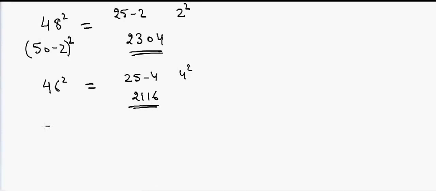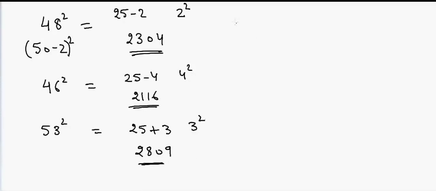Let's take another example. If I have 53 squared, then in this case it will be 25 plus 3 and then 3 squared. So the answer will be equal to 2809.